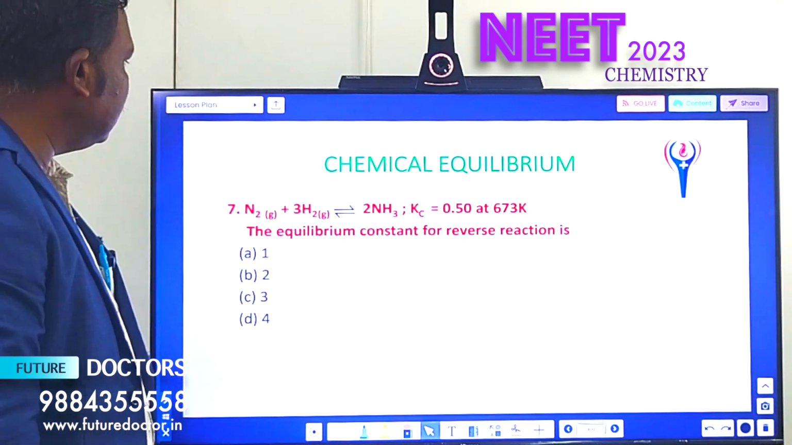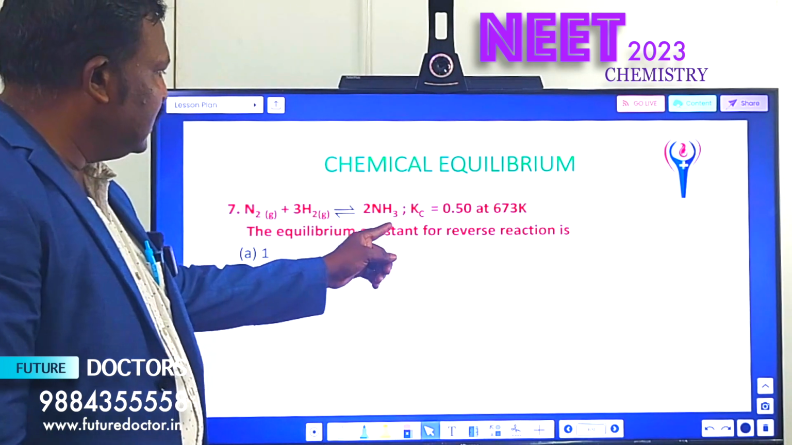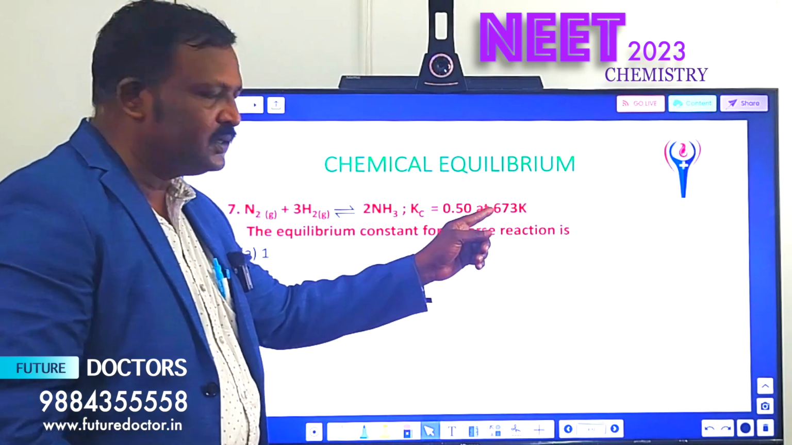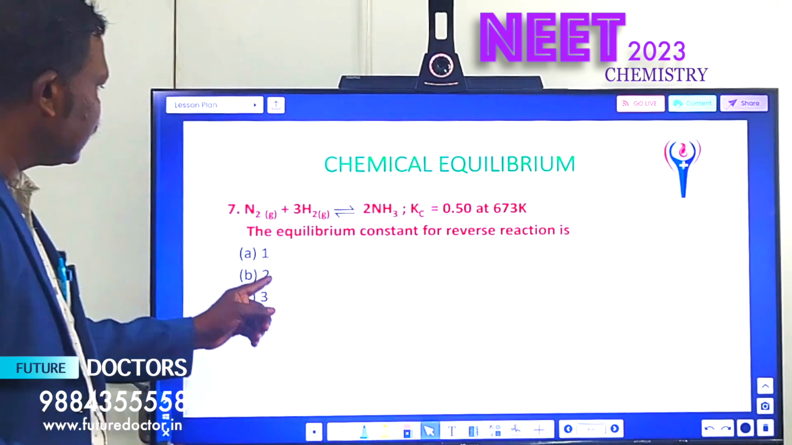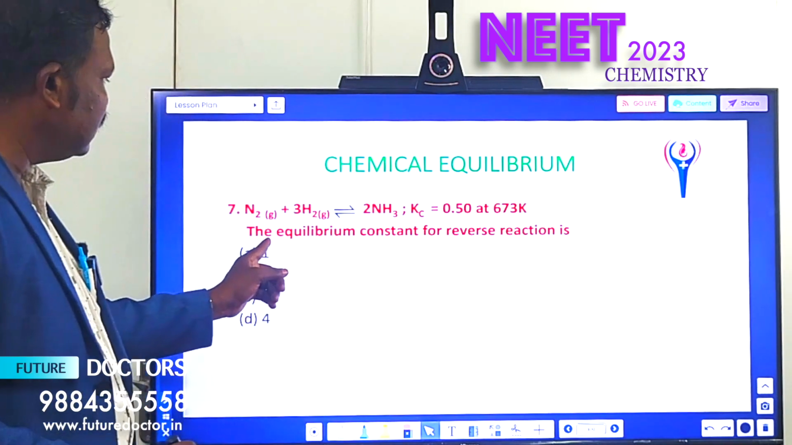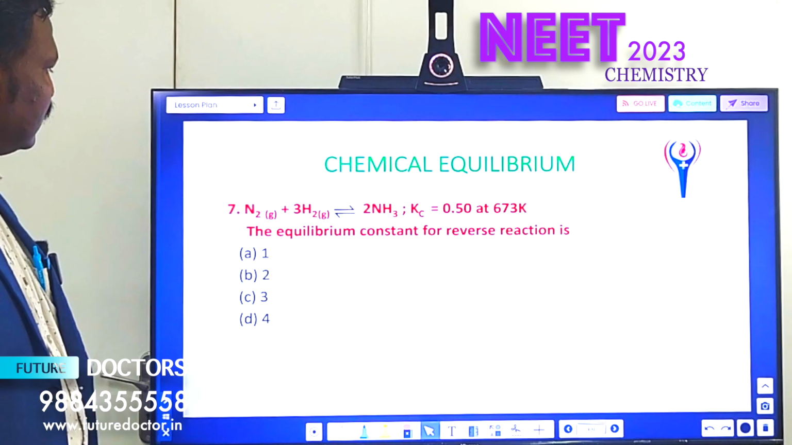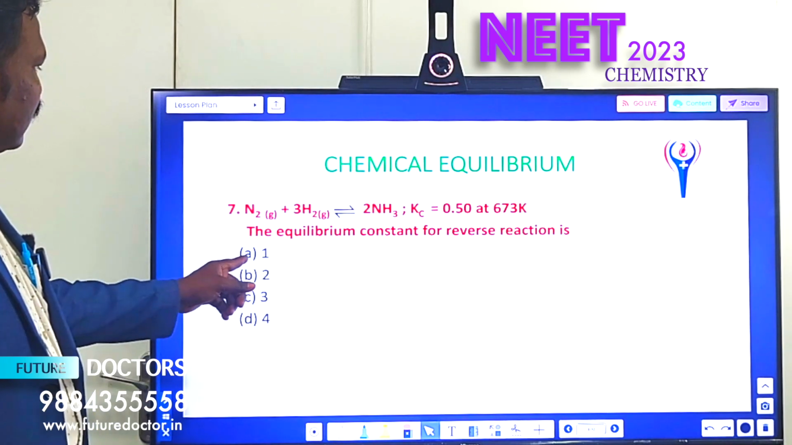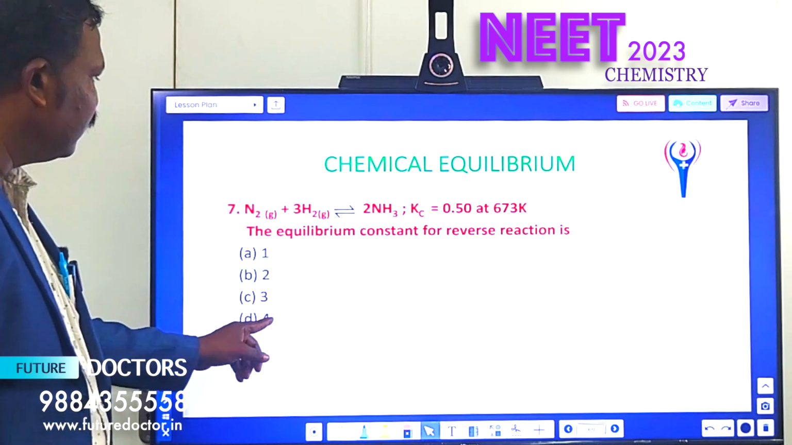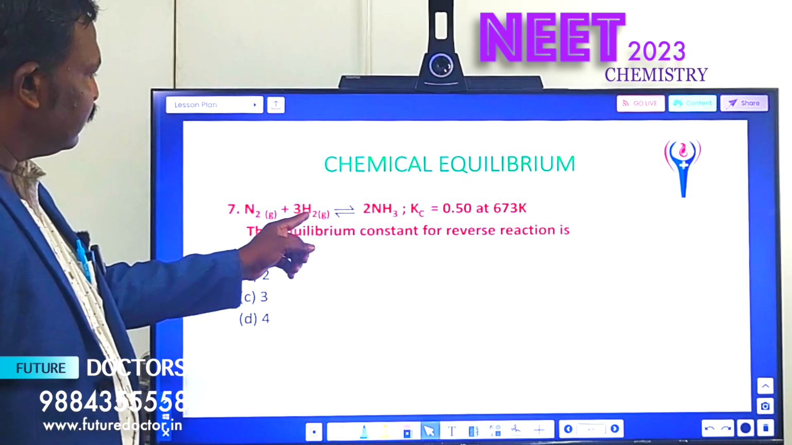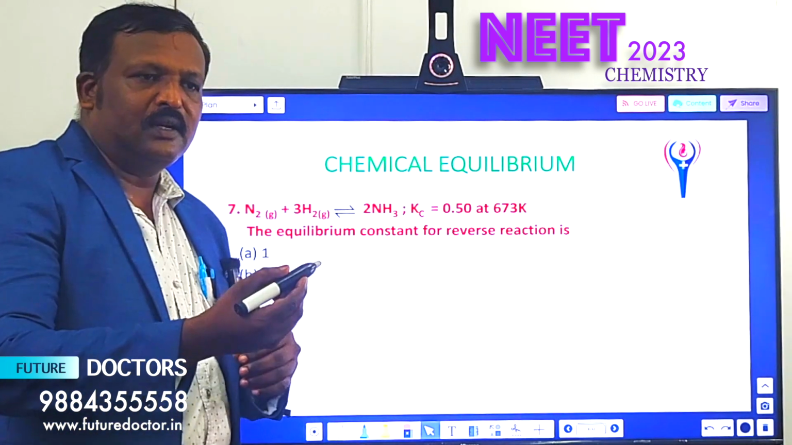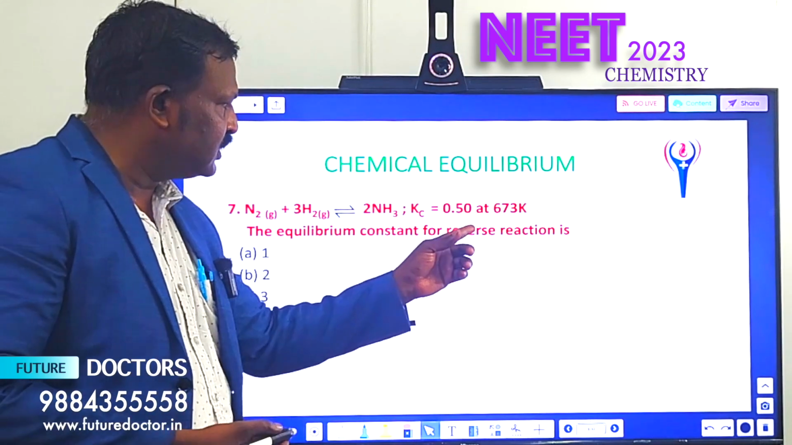Seventh question, N2 plus 3H2 gives 2NH3. Kc value is given as 0.50 at 673 Kelvin. They are asking for the equilibrium constant for the reverse reaction. Understood? The value is given. Option A 1, option B 2, option C 3, option D 4. So we have one relation between the forward reaction and the reverse reaction. If you know that relation, you can solve the sum.